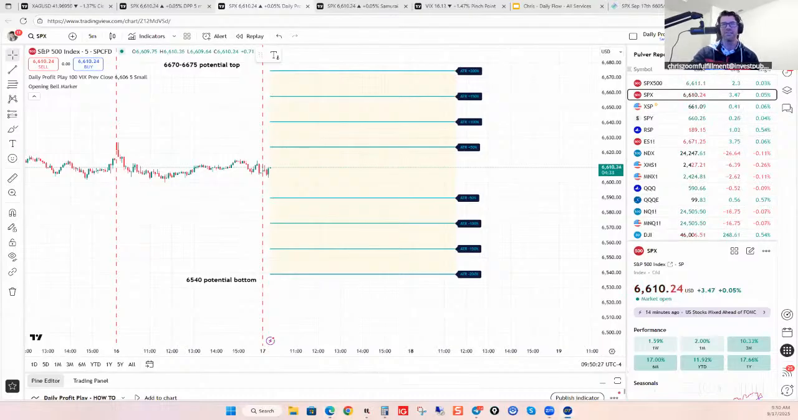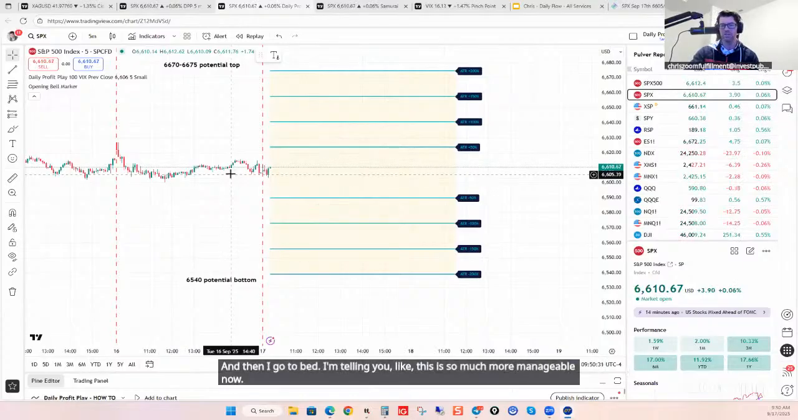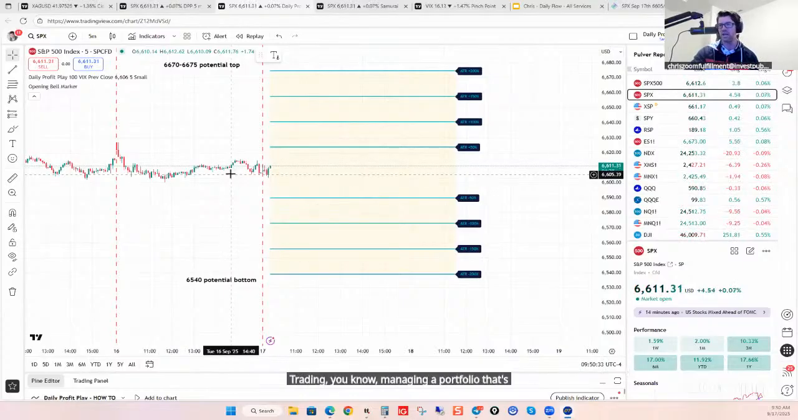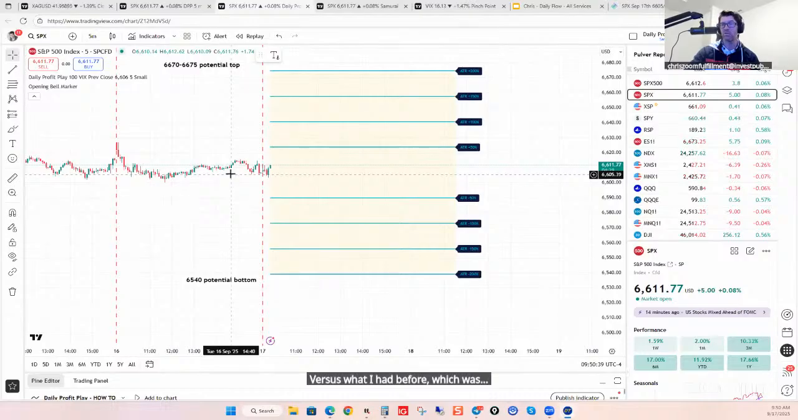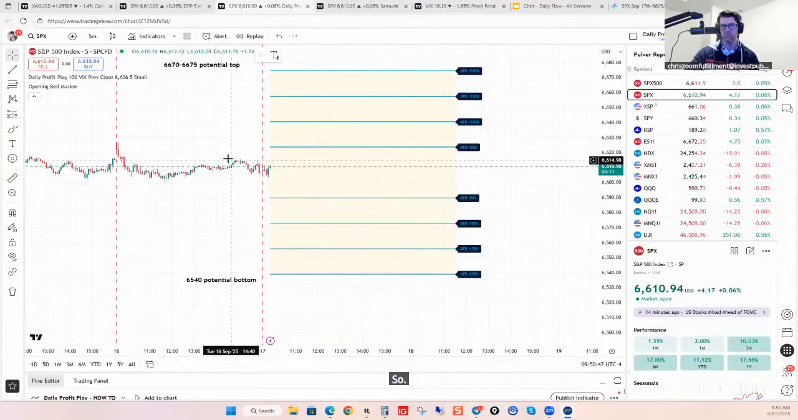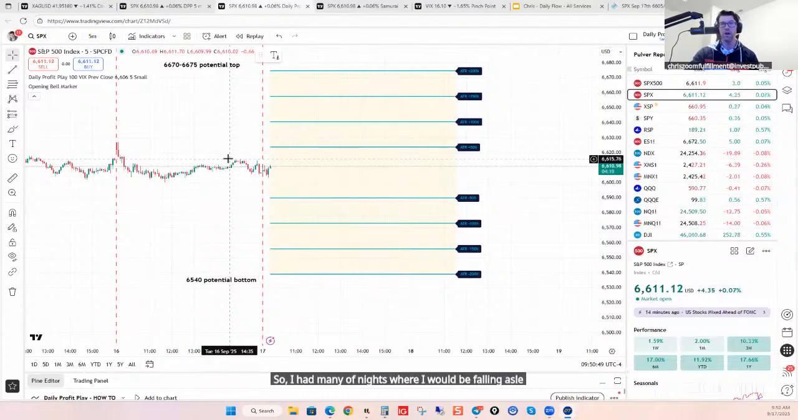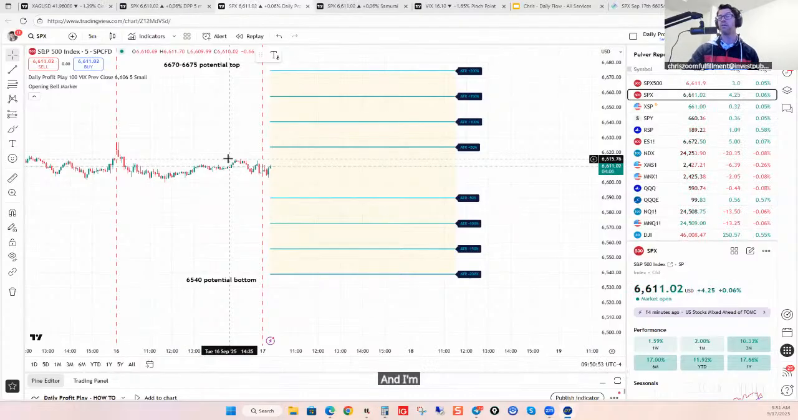I'm telling you, this is so much more manageable now: trading and managing a portfolio that's heavy in equities, indexes, and options, with an opening bell and closing bell. Before, I ran a decade in a currency fund and felt like I never slept, because that's a 24-five-and-a-half market. I had many nights falling asleep in my office, and it's 2 in the morning Eastern time and I'm waking up to check on the pound Aussie.